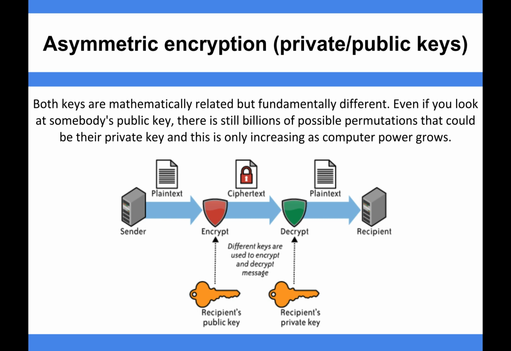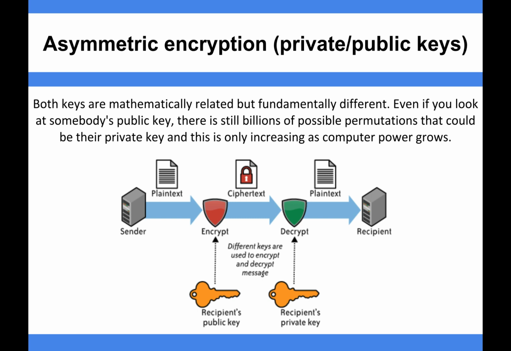The way this system is used is that you've got a sender and a recipient. The sender has a private key and a public key, and the recipient has a private key and a public key. They can find out each other's public keys, but they can't find out each other's private keys. But these two keys, remember, are mathematically related. The sender's public and private keys are related to each other, and the recipient's public and private keys are related to each other. So even if you look at somebody's public key, there are still billions of possible permutations that could be their private key, and as computer power grows, this is increasing.